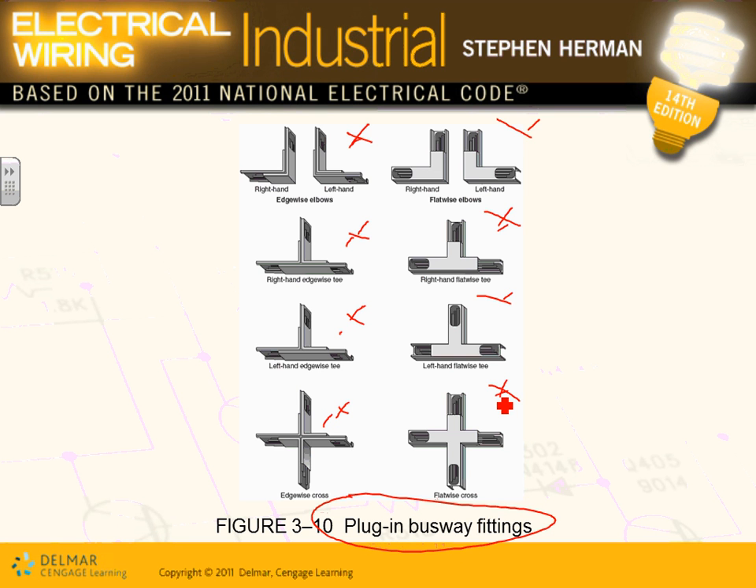Can you guys see that? We have left hand edgewise T's, and we have left hand flatwise T's, and we have crosses. The crosses, the flatwise, as well as the edgewise. Can you guys see the difference between the edgewise, how it looks? They're coming, and the flatwise.